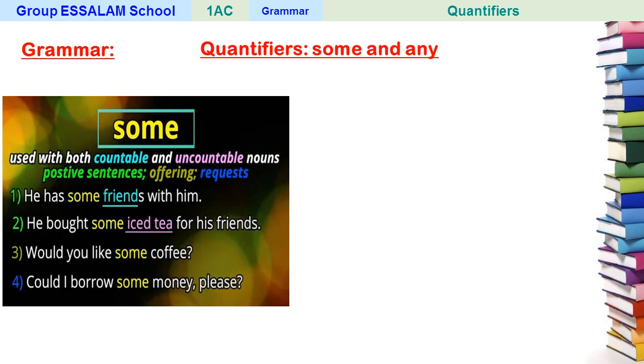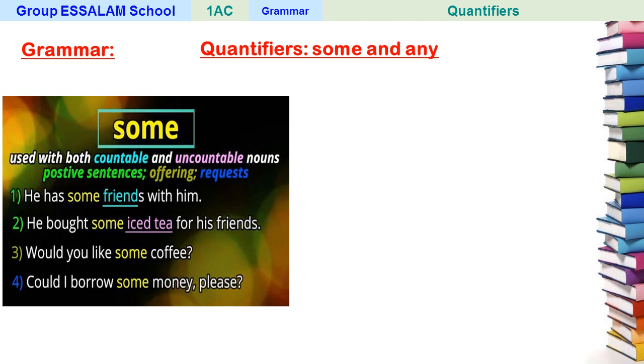Number 2, he bought some iced tea for his friends. Here in this sentence, you have iced tea. Iced tea, it means an uncountable noun. We cannot count it. And it is a positive sentence. All right? Number 3, would you like some coffee? This is what? This is an offering. Very good. This is offering. And we have coffee. Coffee is uncountable noun. We cannot say coffees. It is a liquid. We have already discussed that liquids are uncountable nouns.